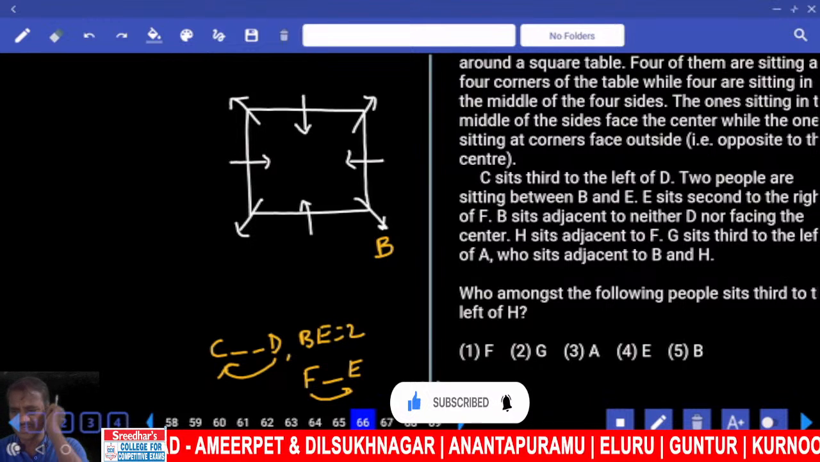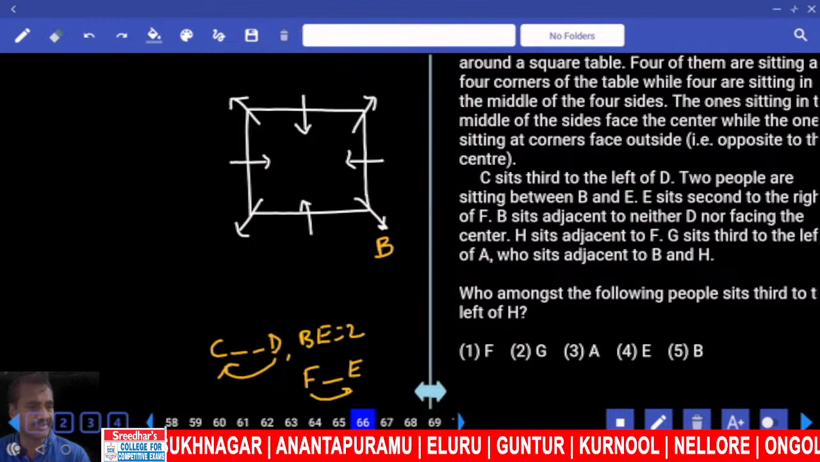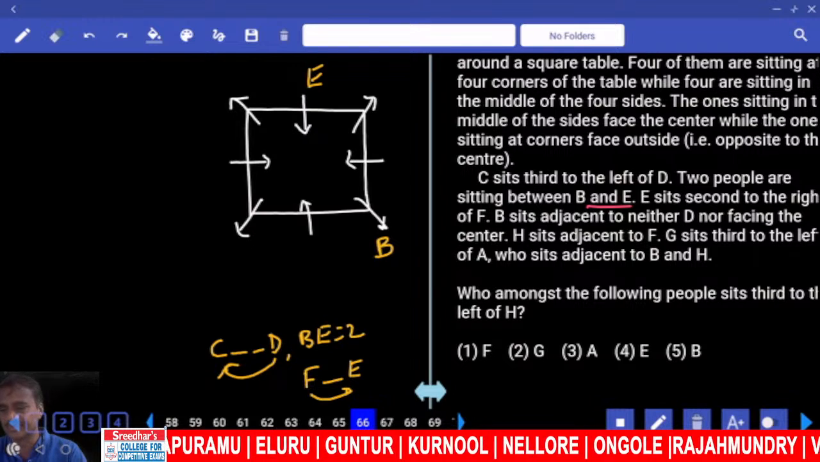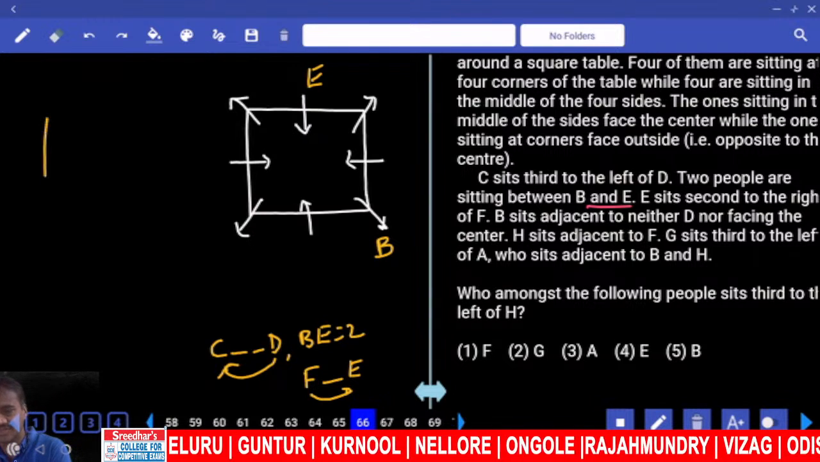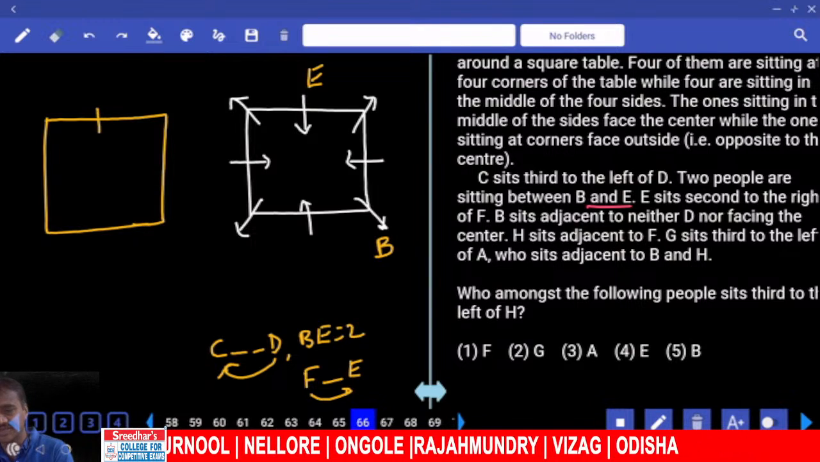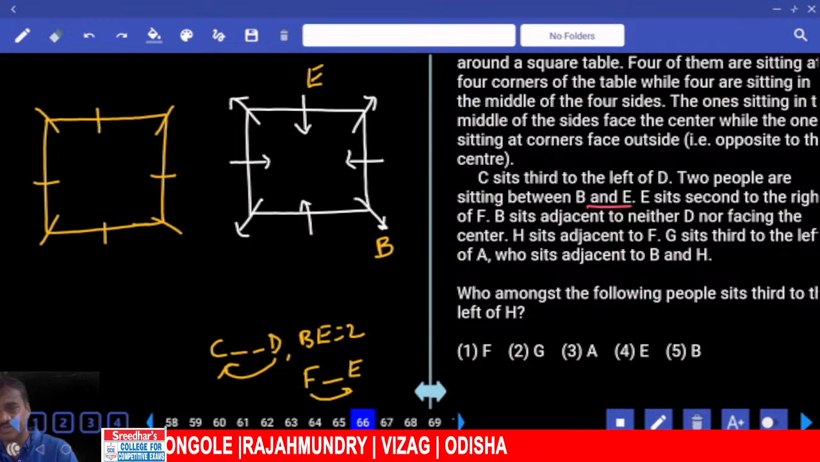Now between B and E, there are exactly 2 people. Now E can be here, that is one possibility. Then what is the other possibility we have? E can be either on the left-hand side of B or on the right-hand side.